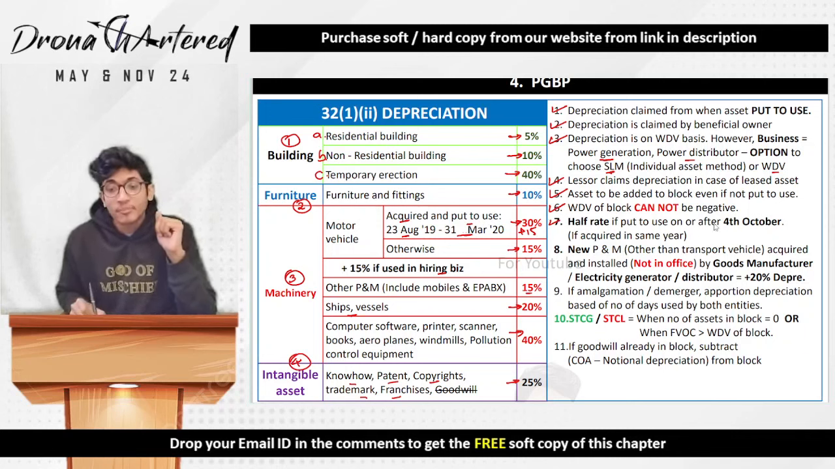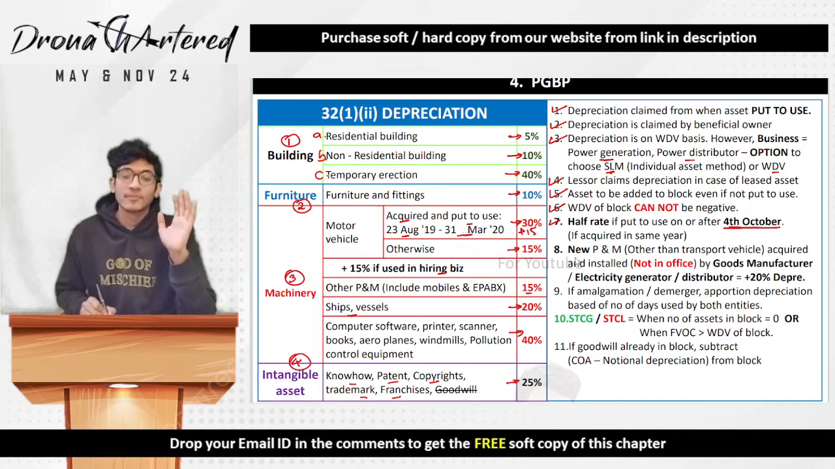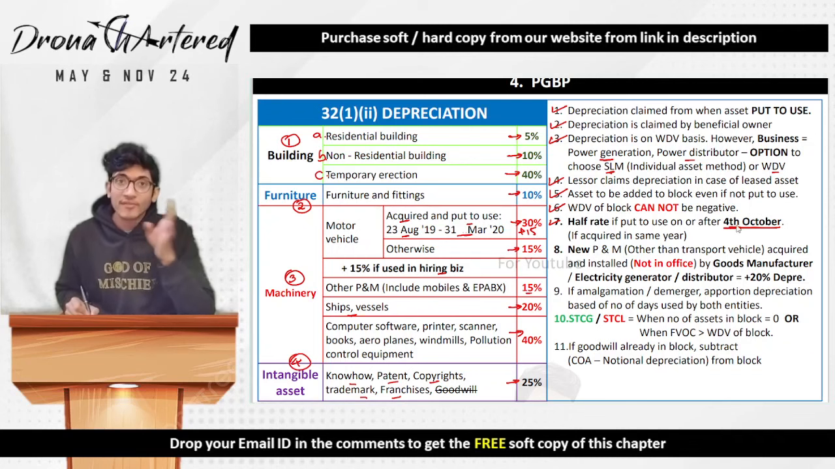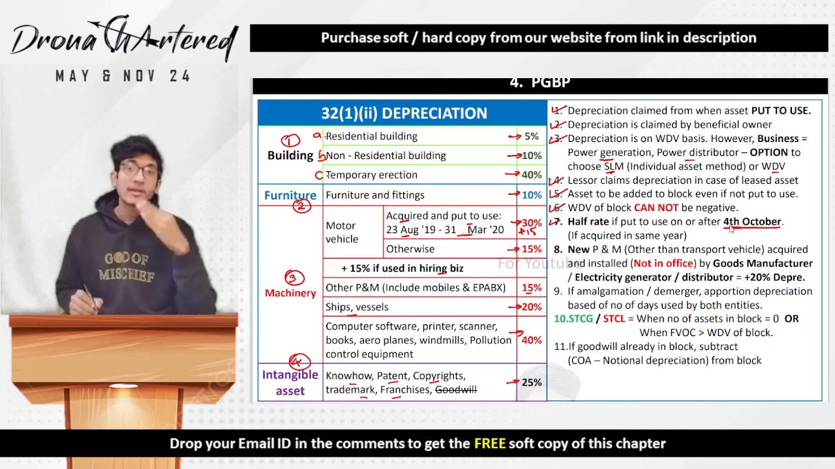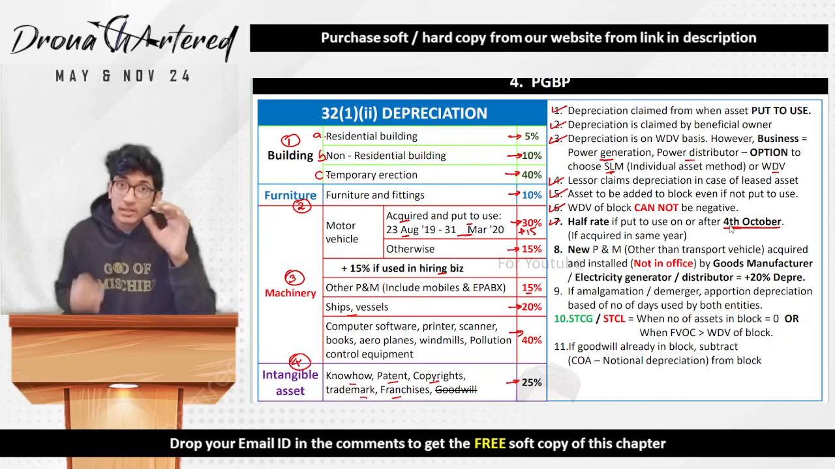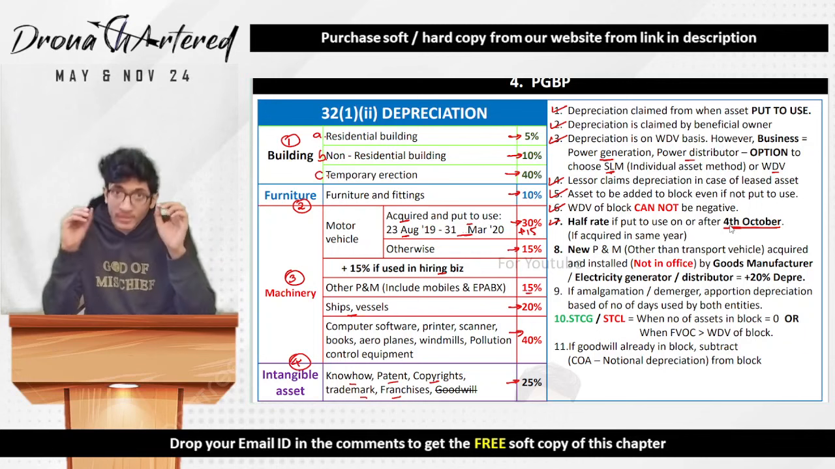Next is half rate if put to use on or after 4th October. Please remember this date. It becomes very easy. If the asset is put to use on or after 4th October, in that case, all these rates that we have mentioned in the table will become half, if it is purchased in the same year and also put to use after 4th October. Now say for example, if this asset was purchased in the previous year and put to use this year after 4th October, in such a case, full depreciation will still be allowed. Only if the asset is purchased in this year and put to use after 4th October, then half depreciation.